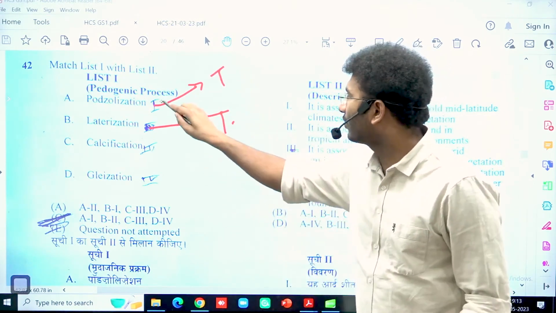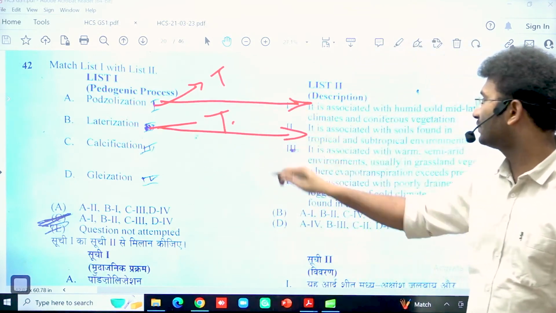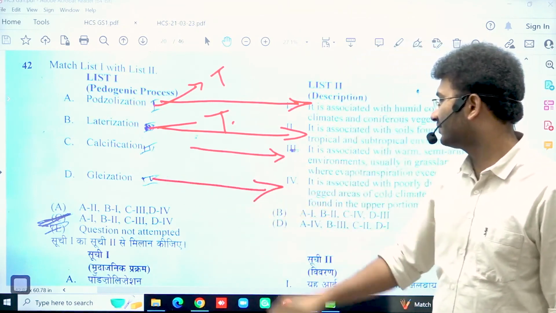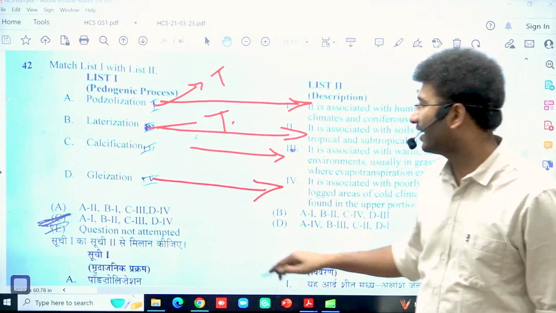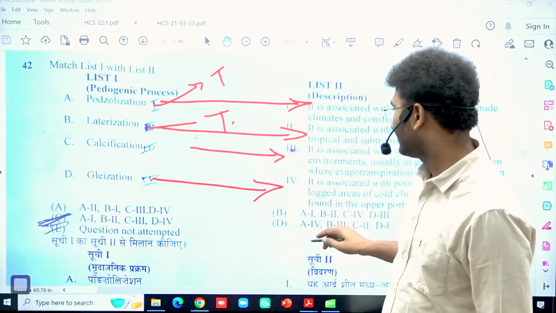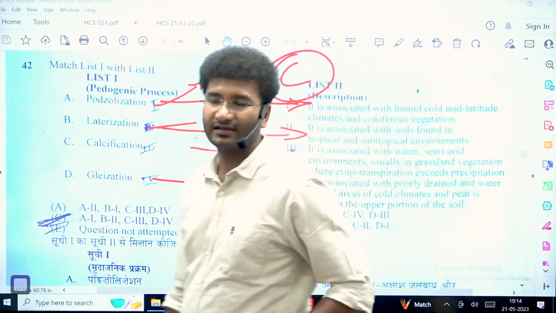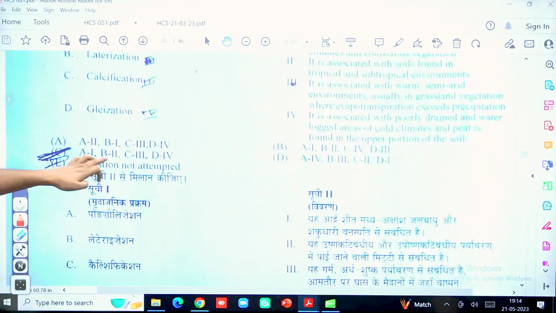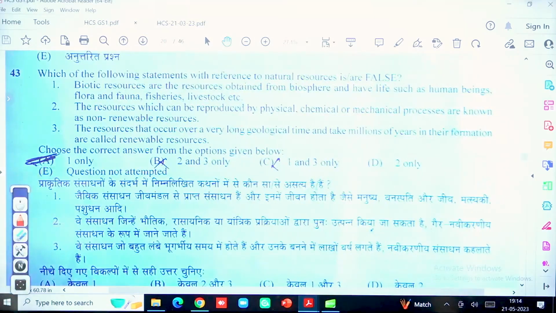Now let's see, podzolization exactly matches with 1 and laterization exactly matches with 2. Calcification matches with 3 and glaciation with 4. So the answer here is A1, B2, C3 and D4. The answer here is C. Option C is the correct answer for this statement.